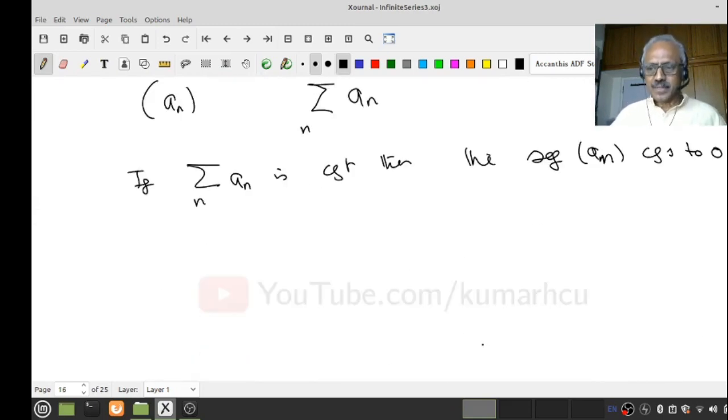Okay, but the way I look at it is slightly different. I am starting with the sequence a_n. I get the associated infinite series summation a_n. The associated infinite series is convergent. Then the given sequence a_n converges to 0. So what does it mean? So if I start with an infinite sequence a_n which does not converge to 0, then the associated infinite series is not convergent. Do you follow that?